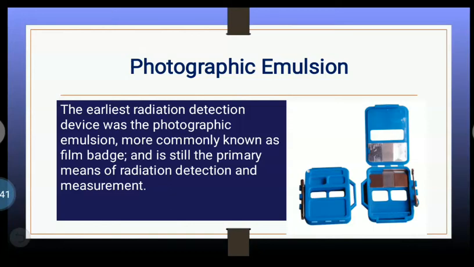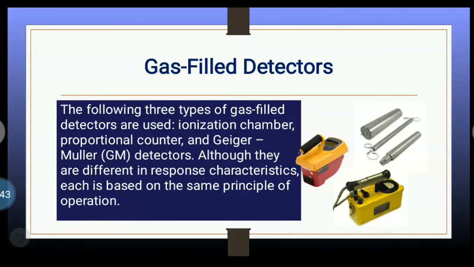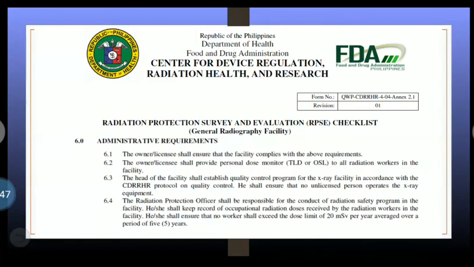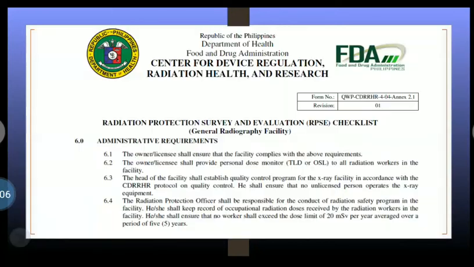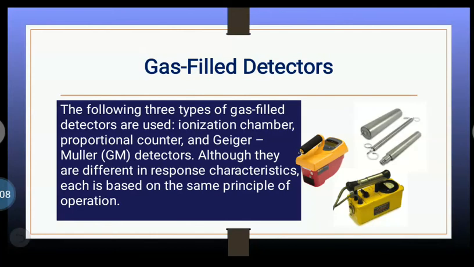Next, we have gas-filled detectors. We noticed earlier, gas-filled detectors. For example, the ionization chamber, used more for field surveys. The proportional counter, for assay or measurement of radiopharmaceuticals. The Geiger-Müller counter can be a personal monitoring device or a stationary monitoring device. So, gas-filled detectors.